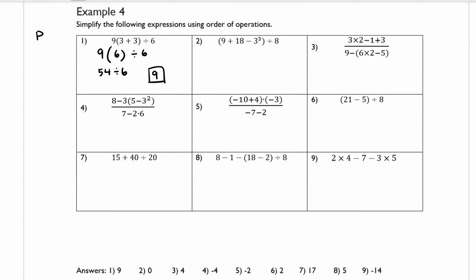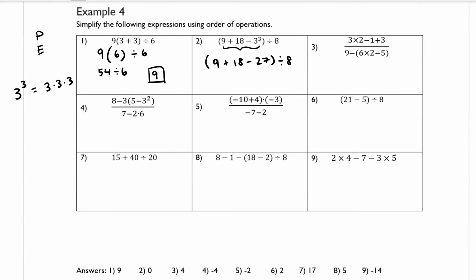All right, so I'm going to erase my list for number 2. So I'm going to do parentheses. So that means that I want to complete everything within the parentheses first. And within those parentheses, the next thing that pops up is the exponent. So let's simplify the exponent first. We have 9 plus 18 minus 3 cubed, which is the same thing as 3 times 3 times 3, which is 27.